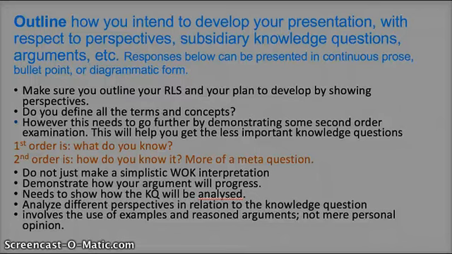we've got to demonstrate that our argument's making some progress. We need to show that we're going to analyze our knowledge question and that we're going to include some different perspectives in relation to this. And we're going to use some examples and arguments, and we're not going to just use personal opinion.